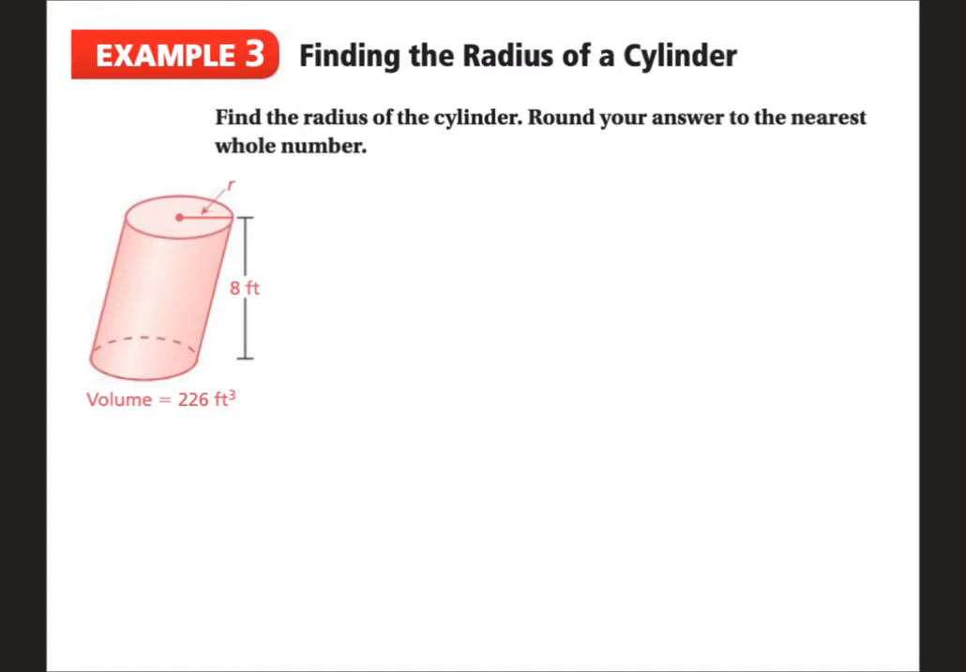So let's get into our example for this lesson. We're going to find the radius of a cylinder, and we're going to round our answer to the nearest whole number. So when we have a problem like this, the first step that we should do is identify the parts that we are being given.